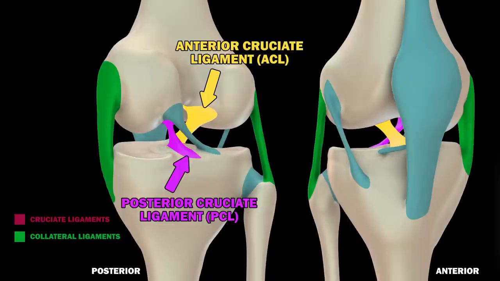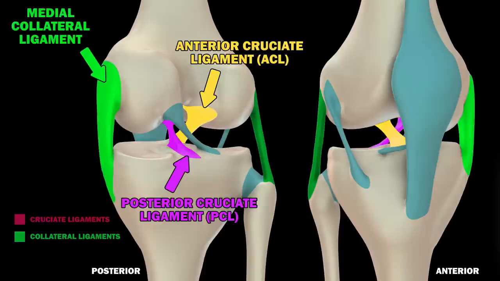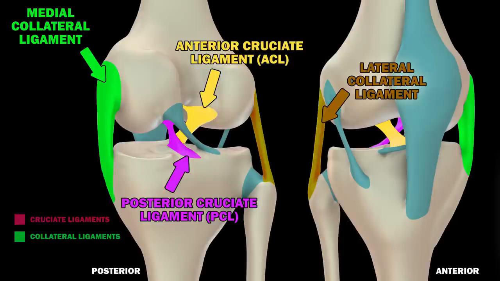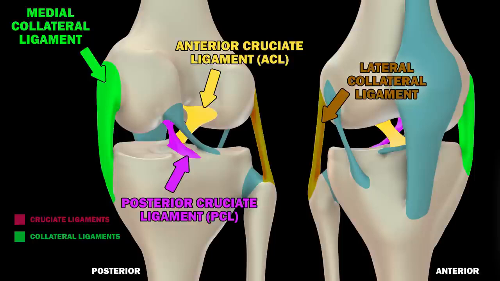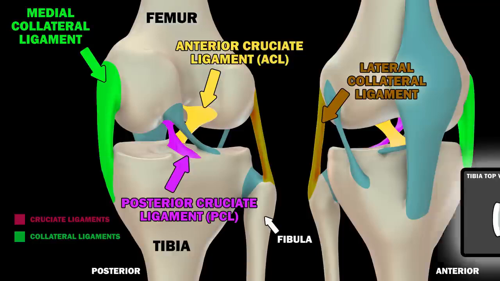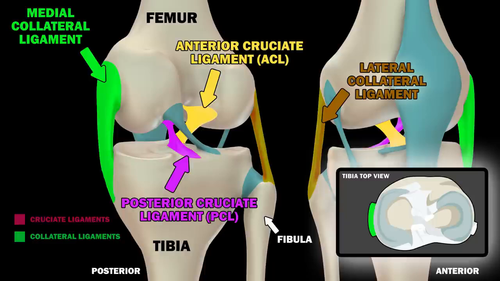Now for the collateral ligaments. There's a medial collateral ligament and a lateral collateral ligament. Medial means at the middle, while lateral means on the side. Hence, the medial collateral ligament is found on the inner side of the knee, running from the femur to the tibia. The lateral collateral ligament is found on the outer side of the knee. However, it runs from the femur to the fibula. Note that the medial collateral ligament is significantly wider than the lateral collateral ligament. Together, the medial and lateral collateral ligaments resist sideways movement of the bones relative to one another.